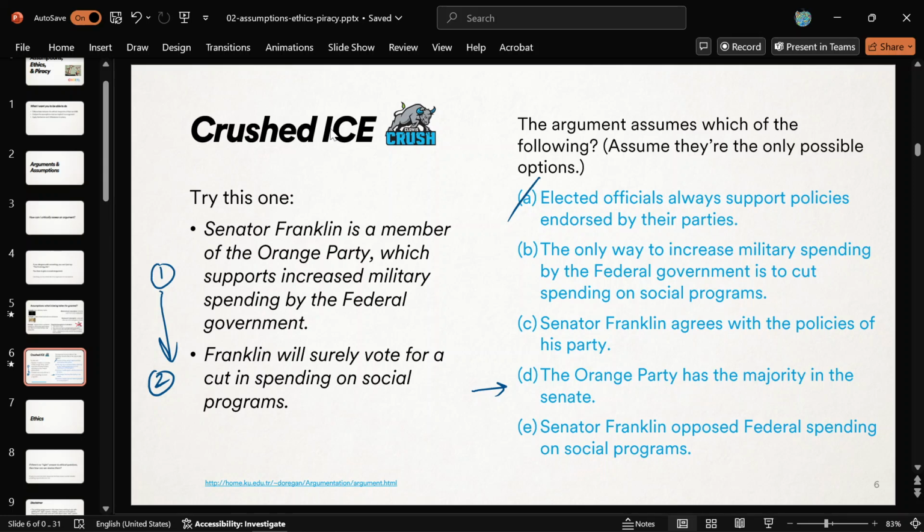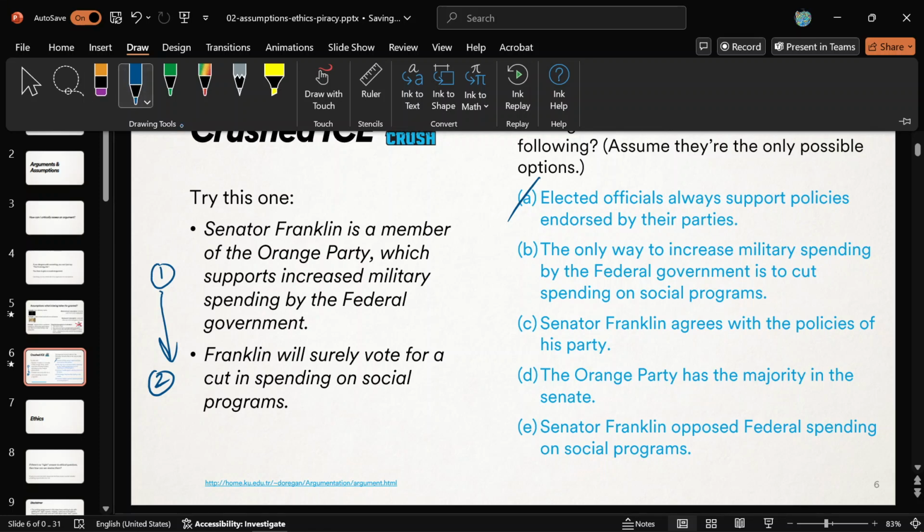I don't think so, right? Because if you have a majority in the Senate, that just means you can get your bills passed. It says nothing about social programs still. Does that make sense? It's not actually giving meaning to the argument. So that one won't work.